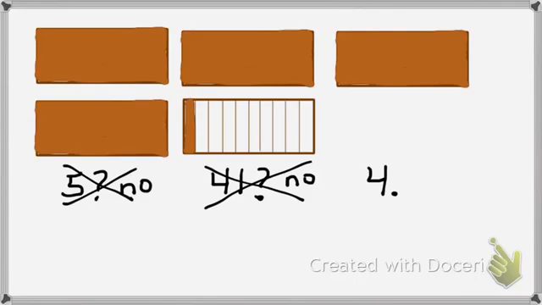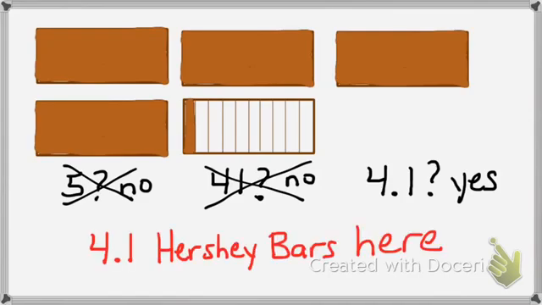Now, that Hershey bar that is not whole is divided into 10 pieces. How many pieces do I have? I have 1 of those pieces. So 4.1. Is that how much chocolate I have? Yes, I have 4 and 1/10 of a Hershey bar. So this picture shows 4 and 1/10 Hershey bars here. That's represented as 4.1.